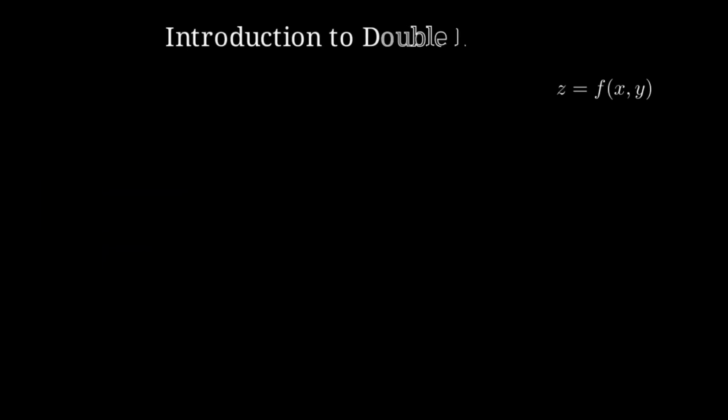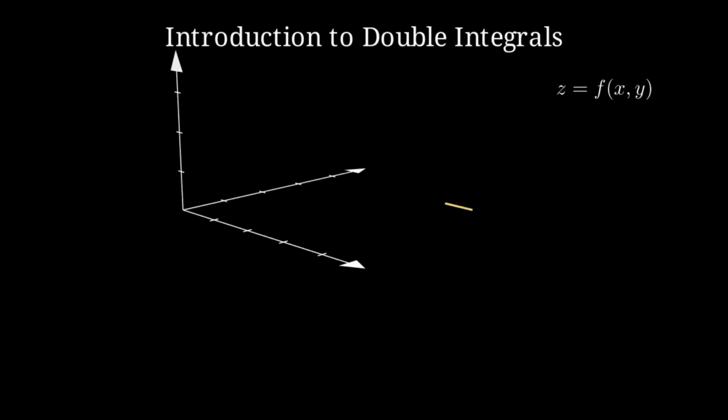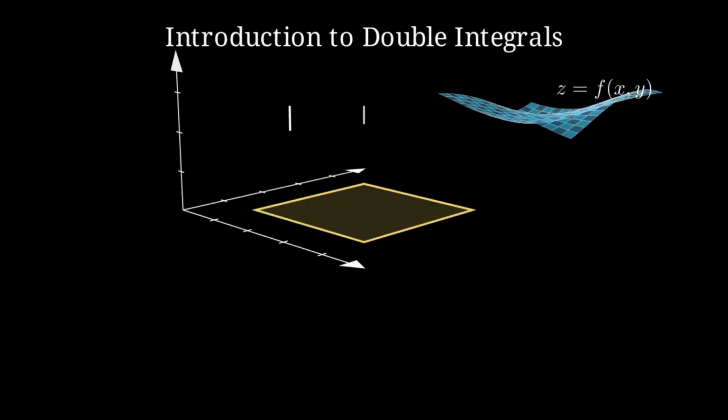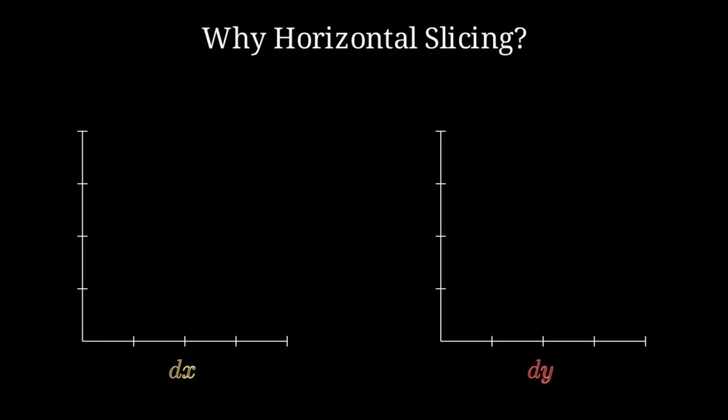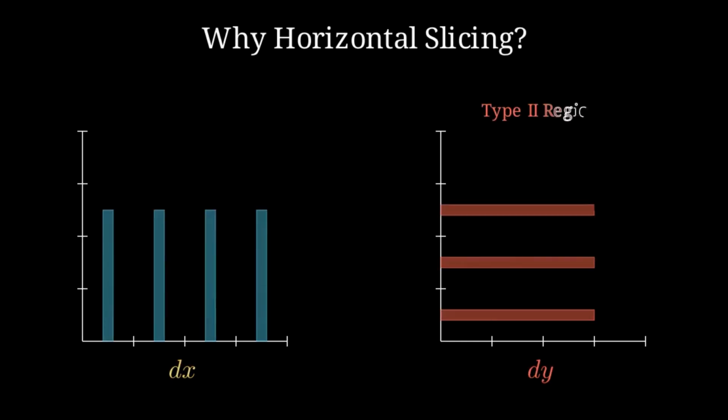Double integrals allow us to calculate the volume under a surface within a specific region. While we often think of vertical slices, horizontal slicing is a powerful alternative when the boundaries of our region are defined as functions of y. Sometimes, a region's geometry makes vertical slicing difficult or requires splitting the integral into multiple parts. By switching to horizontal slices, we can often simplify the calculation into a single, elegant integral expression.